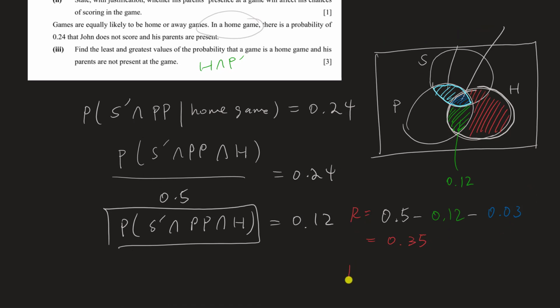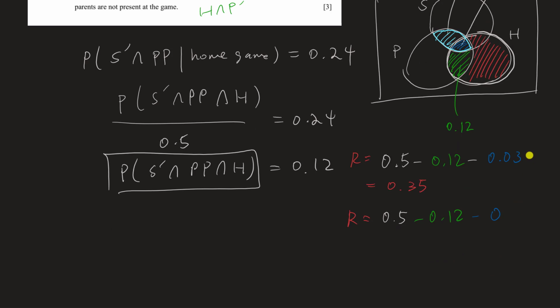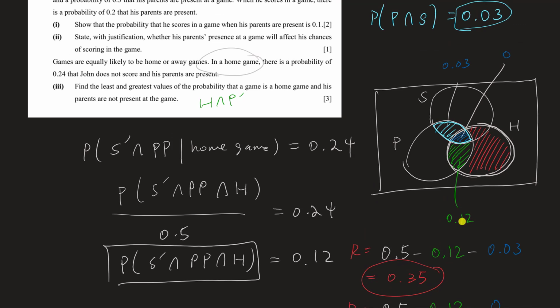And in the other situation, if your dark blue part is 0, in other words the light blue part is 0.03, then here you'll be minus the green minus away the blue, which will give you 0.38. So the minimum value of the red color piece is 0.35, maximum value 0.38. And that's the end of this weird question.